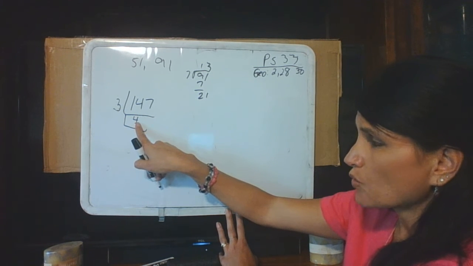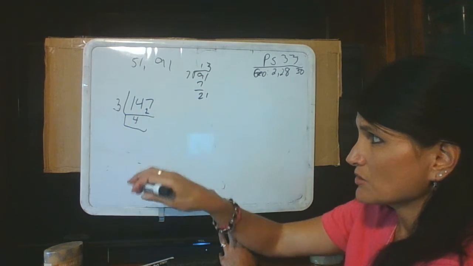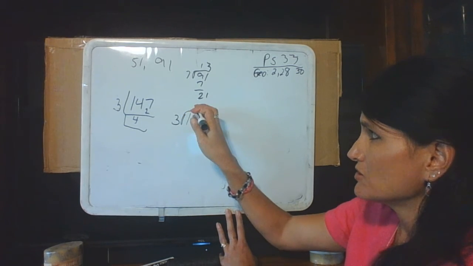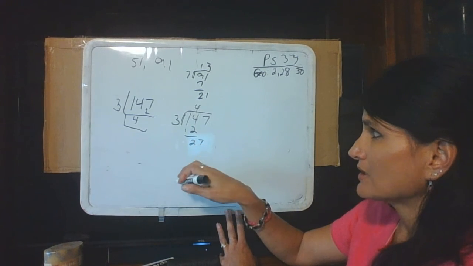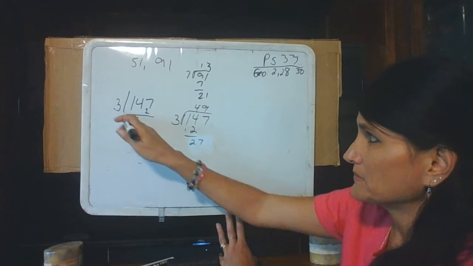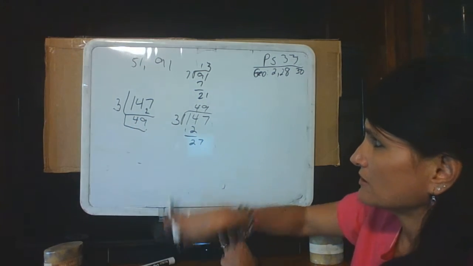4 times 3 is 12. So 14 minus 12 is 2. I'm going to put the 2 here. If you have a hard time doing that upside down, there's nothing wrong with you doing the math on top like this and coming up with 27. That's okay too. Okay, you can do this if you need to do this. That's fine. If you need to do it this way, just plug it into your factor tree, okay?